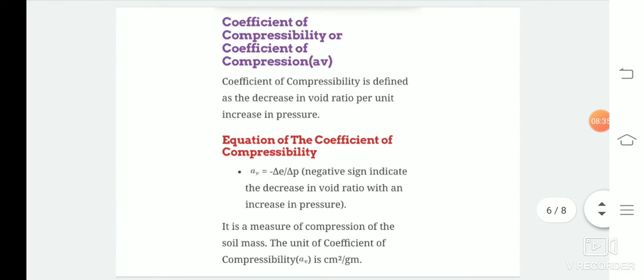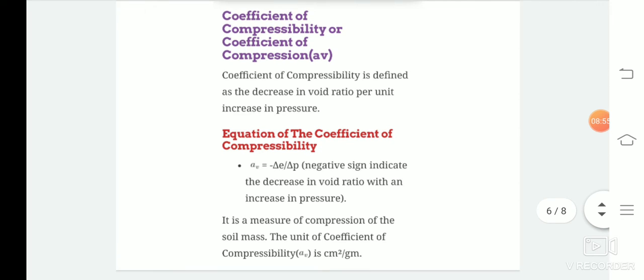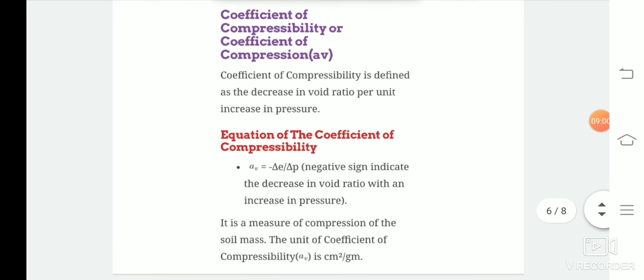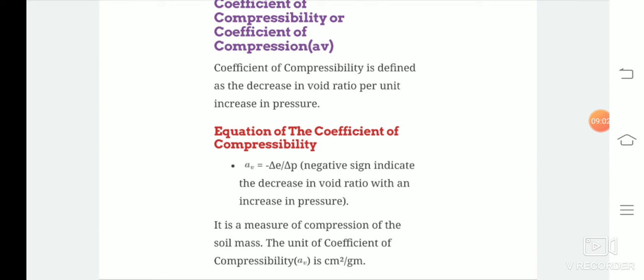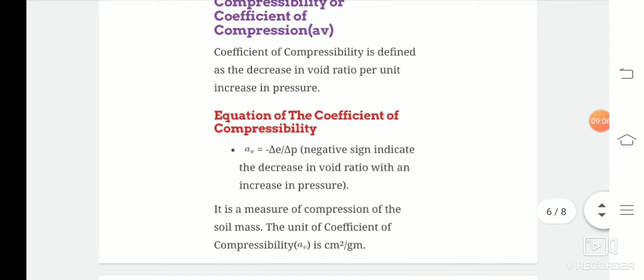Before reading what mv is, let us go to av. av is known as the coefficient of compressibility or coefficient of compression. It is defined as the decrease in void ratio per unit increase in pressure. That means whenever there is an increase in pressure, there is a decrease in void ratio, and their ratio is indicated by the coefficient of compressibility.